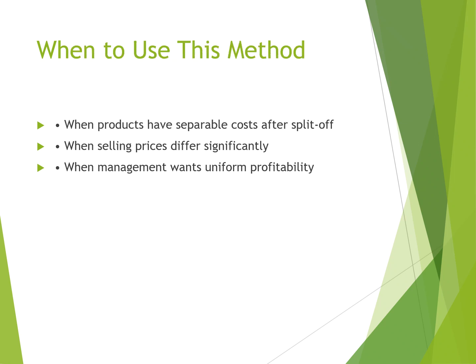This method is most appropriate when products have additional separable processing costs after the split-off point, the selling prices differ significantly, and the management wants all products to reflect the same gross margin percentage. If your products meet these conditions, this method is usually the best choice.